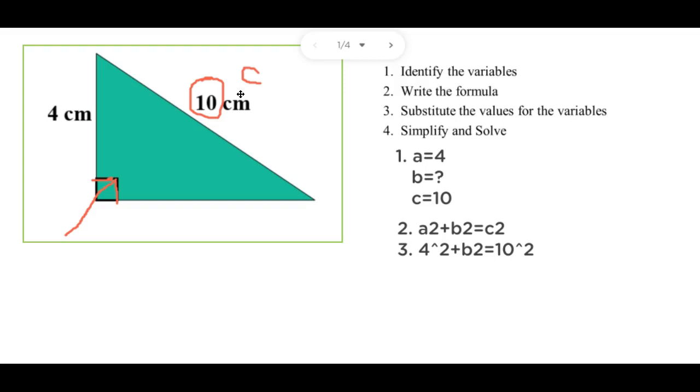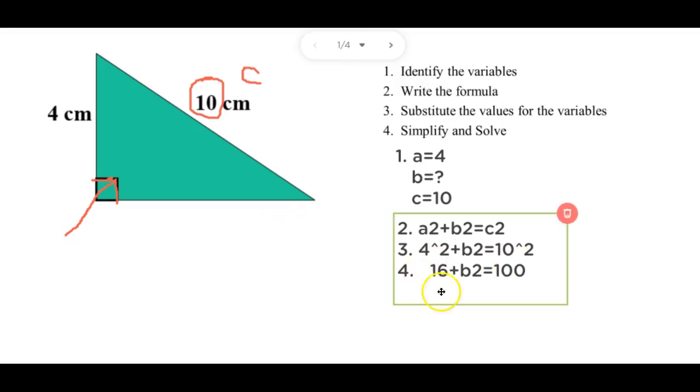Now we're on step 4, which is simplify and solve. 4 squared is 16. 16 plus B squared equals 100. Now, here we need to rely on what we did when we solved equations with variables on both sides. This is a little bit different than solving for the hypotenuse, but you guys should be fine with this because we've done this type of math. Now, right here, we have this 16. How are we going to get rid of that? The only way to get rid of it is to take 16 away from both sides.